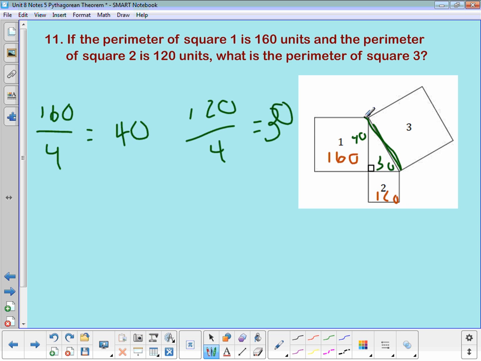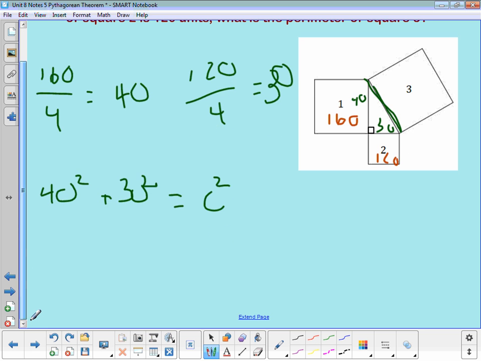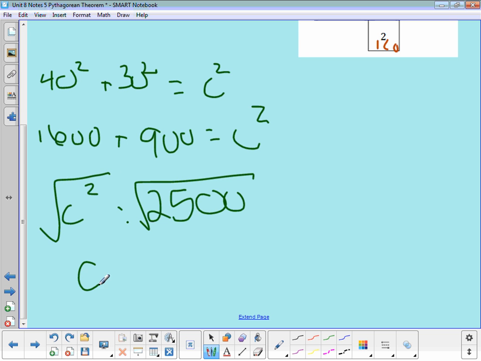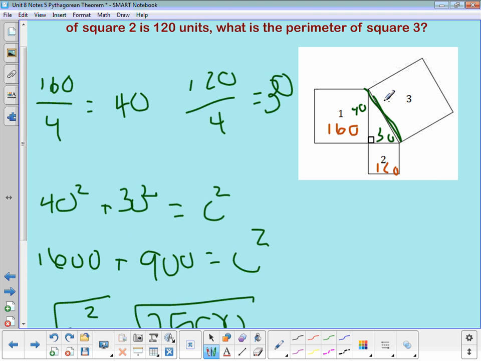Now I want to try and find that side length, because then I can figure out the perimeter of the square since all the sides are the same. So to do that, I'm going to do 40 squared plus 30 squared, and I'm going to set it equal to c squared, because that's going to give me my hypotenuse. So 40 squared is 1,600, 30 squared is 900, and that's equal to c squared. Then we add those two together, and we get 2,500. Take the square root of both sides, and I get that c is equal to 50. So again, it turns out to be a whole number. So this side length here is 50, but that's not actually what the question is asking me.